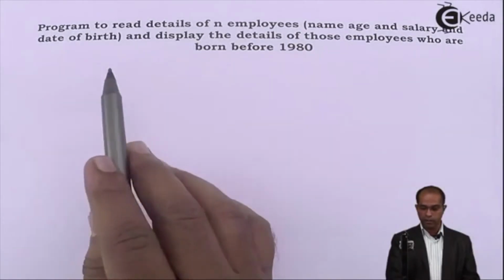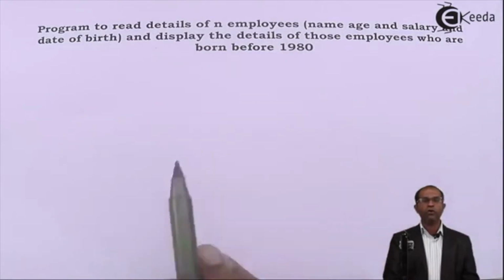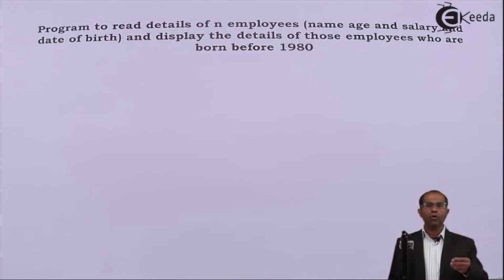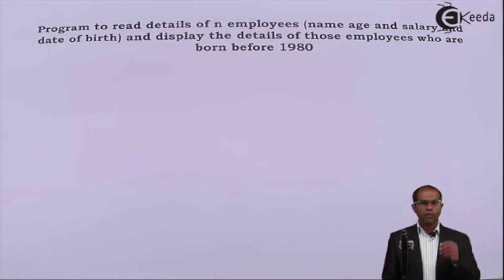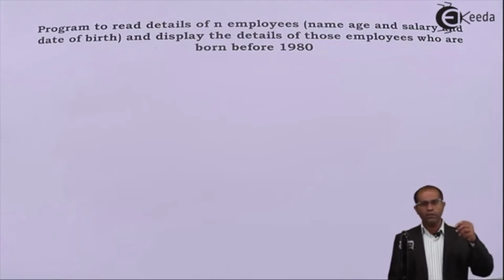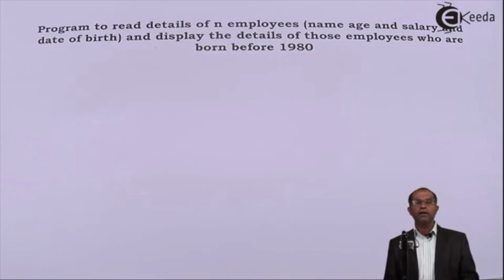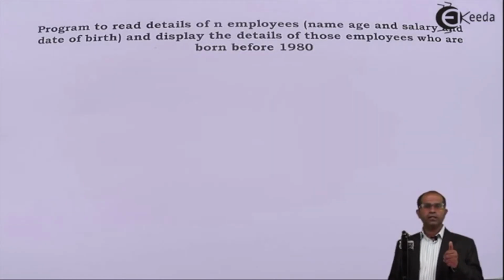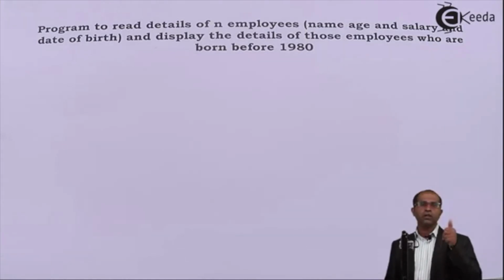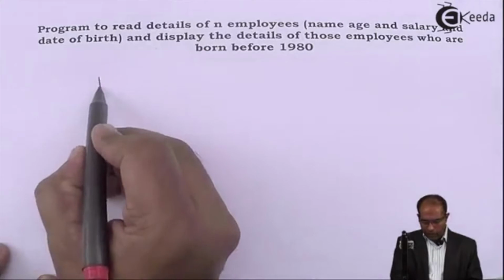So what I need to do is read the details of these employees like name, age, salary, and date of birth, and then display the details of those employees who were born before 1980. I want to list out all those employees who were born well before 1980. If I had to do a scrutiny on the database, manual scrutiny will definitely take a lot of time. So for that, I can write a program and let the program output be all the details of those employees whose date of birth is well below 1980, right?